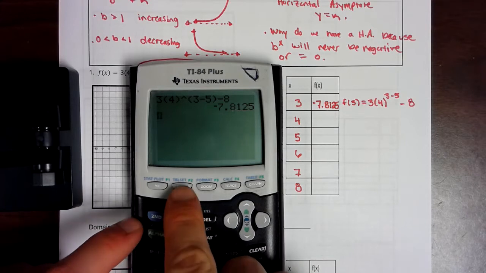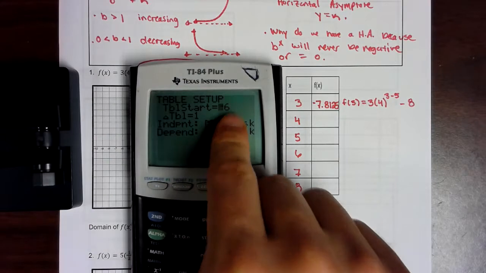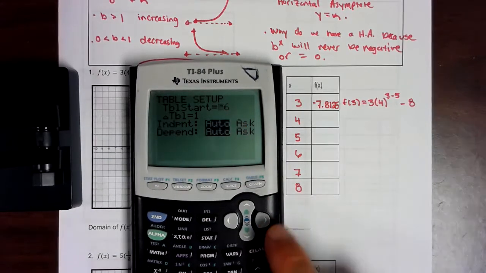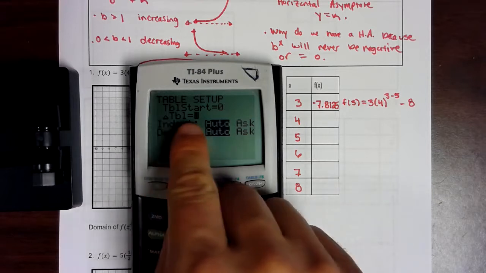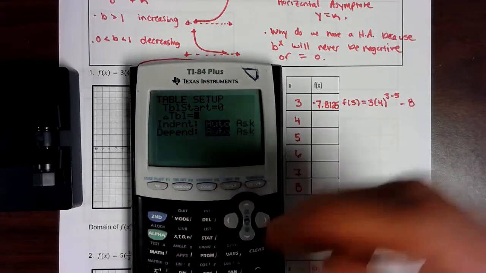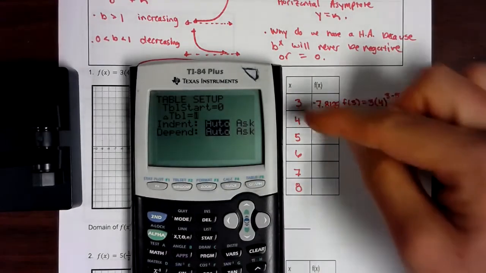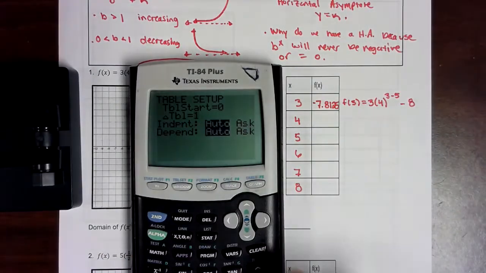So I'm going to hit second, table setup. It's going to ask us where we want the table to start. It does not matter. I can leave it at -6. I'm going to put it at 0 for now, but it does not matter. The next option is the change in table or delta table, which tells the calculator what we want our values to go up by. We want them to go up by 1s, like what I have here. So we're going to leave that as 1.